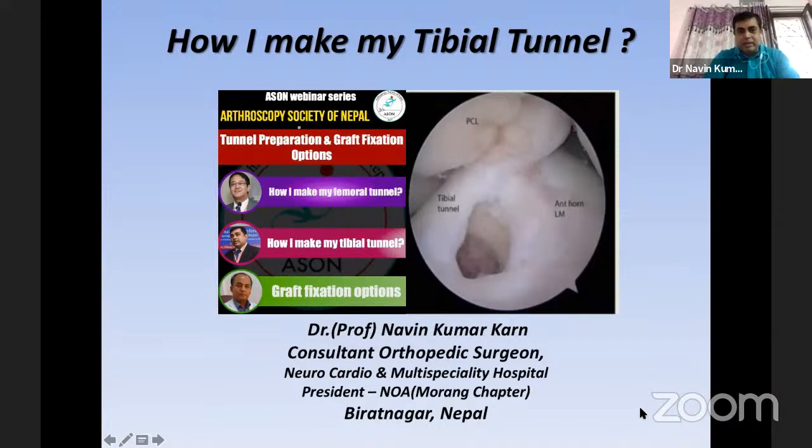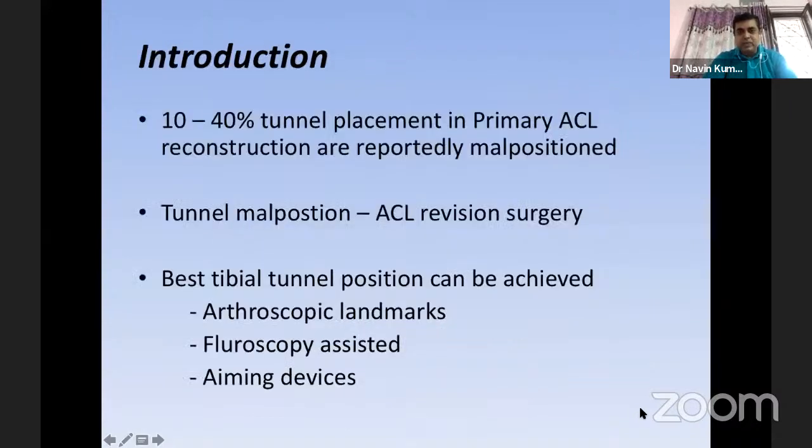And on the right side of the picture is the total presentation summary. You can say this is the way I want to make my tibial tunnel. Most of the time I do, sometimes I cannot, but I always try to make my tunnel like this. Now, when we talk of tunnel placement, there are radiological studies which have said that around 10 to 40% of tunnel placements in primary ACL reconstruction are reportedly malpositioned. So this is a very large number of cases.